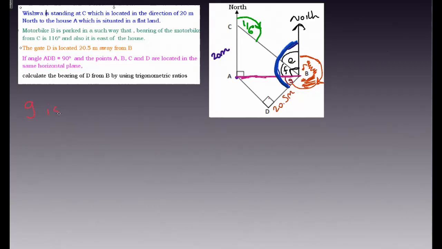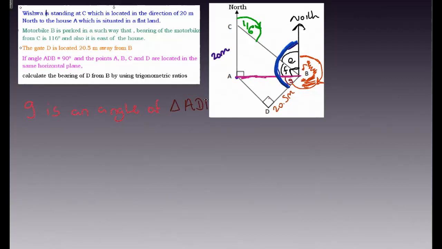G is an angle, an interior angle of which triangle? The triangle that's at the bottom. Let me color that in some color so that you can see this triangle. So what's the triangle? G is an angle of triangle ADB, the triangle you see at the bottom.